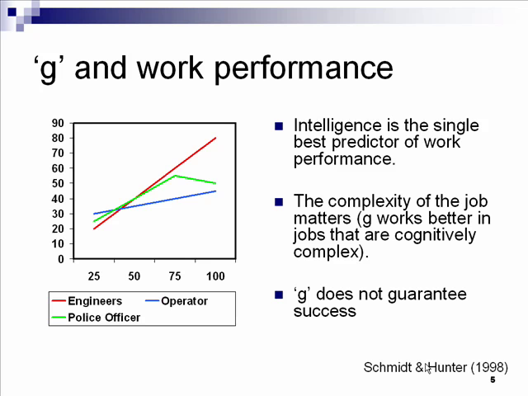One thing we know from research by Schmidt and Hunter, and this is a seminal, very important article, is that intelligence is the single best predictor of work performance. So it's the big daddy in employment selection. It's our big hammer. It's the best that we've got. We also know that the complexity of the job matters. In other words, for really complex jobs like engineers represented by the red line, G is really important for predicting job performance.